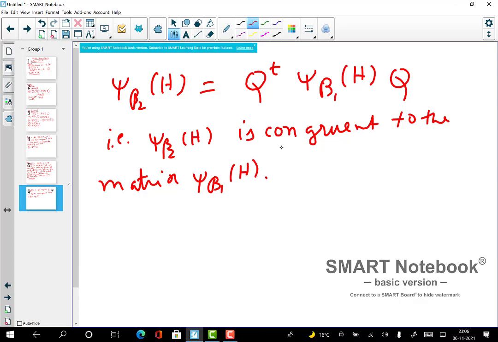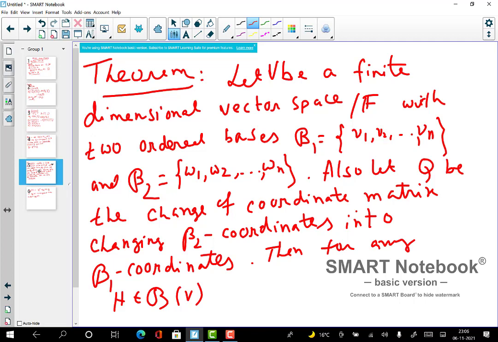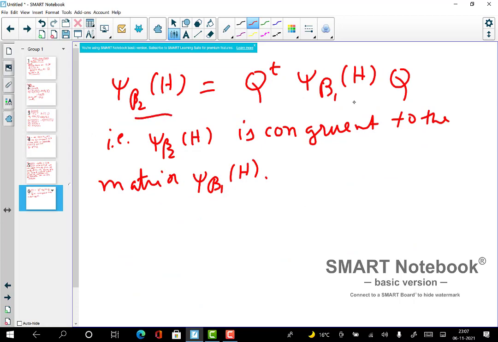So let us try to understand the theorem first. What does this say? You start with a finite dimensional vector space, and two ordered bases are given, and then obviously you have a change of basis matrix. The change of basis matrix changes one coordinate system to another, right? And if you have the change of basis matrix, then whatever bilinear form you give, there is a relationship between the matrices of the bilinear form from one basis to another. What is the relation? These two matrices are actually congruent to each other. Okay.